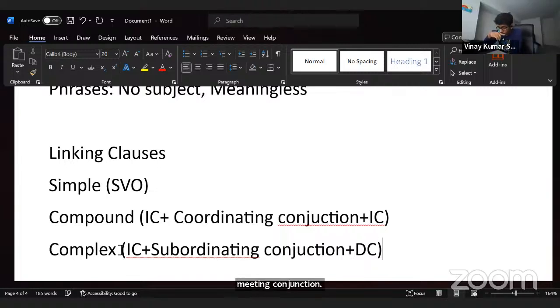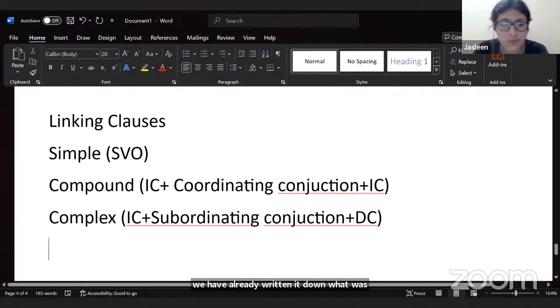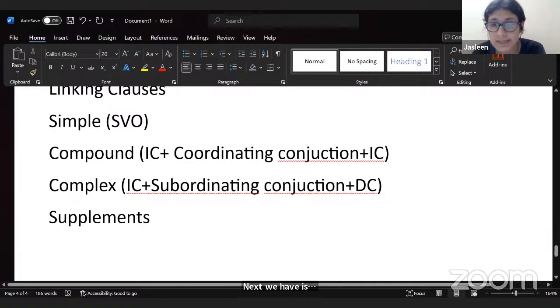So for the coordinating conjunctions, there was this acronym FANBOYS. Okay. If you remember this, FANBOYS. We have already written it down. What was each word standing for? Next we have supplements.